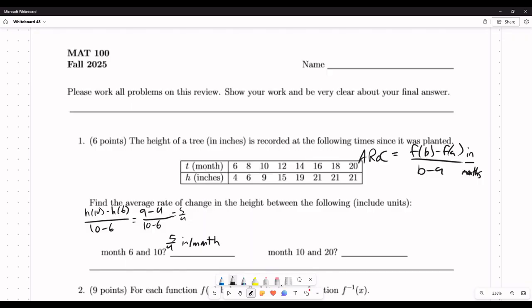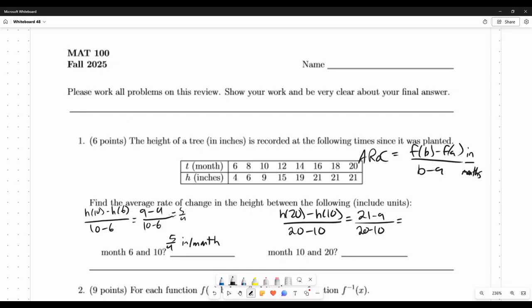Okay. What about between 10 and 20? Well, let's do the same process. Now my a is 10, my b is 20, so we're going to have h of 20 minus h of 10 over 20 minus 10. H of 20 looks like it's going to be 21. H of 10 looks like it's going to be 9, like it was earlier. No surprises there. And then we're going to have 20 minus 10 still down there.